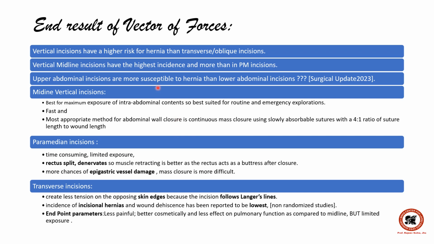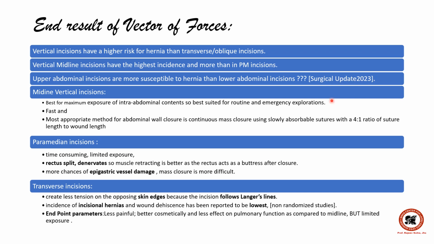Now, vertical incisions have a higher risk of hernia than transverse or oblique incisions. That is the net message based on the vector forces. The vertical midline incisions are the most to blame. They have the highest incidence, more than even the paramedian incision. The upper abdominal incisions are more susceptible to hernia than lower abdominal incisions.